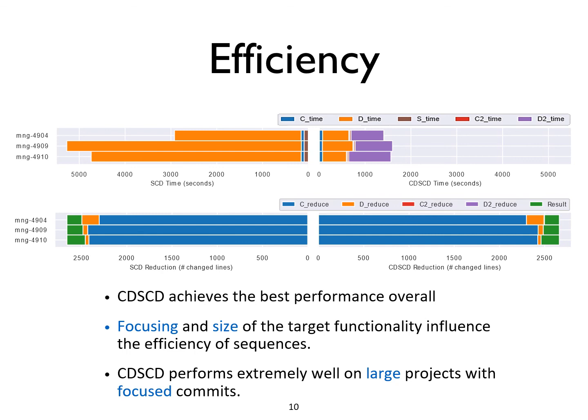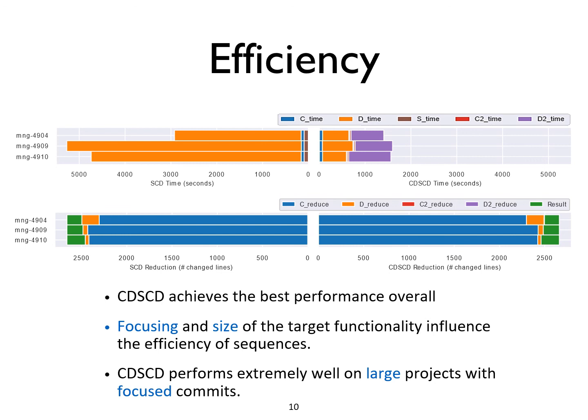Here we can see that C and D have the same reduction for both sequences, no matter if splitting is applied in advance. This is because the commits are focused with respect to the target functionality, so slicing always makes the same decision on all commit parts. So splitting cannot improve precision. However, SCD is much slower than CDSCD because splitting greatly increases the number of commits to be processed.